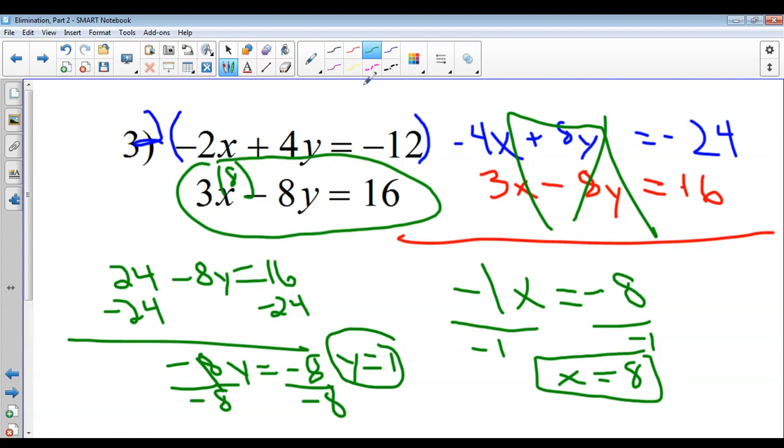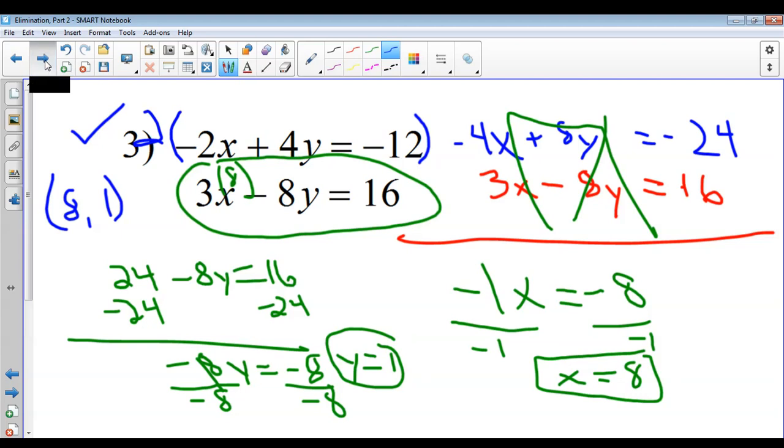So that solution for that problem was x is 8 and y is 1. And if we plug it into the top, just to check, we would get negative 16 plus 4 is negative 12. And yes, that worked. Remember, you can replay it if you need to.